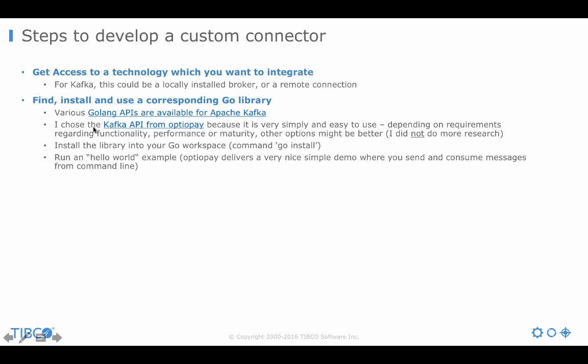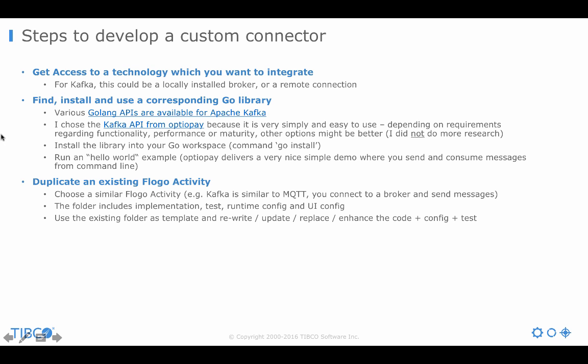And then, of course, you have to install it. And first, in the best case, you run a Hello World example just with this API. And after that connection works to your broker, then you can put that into the Flogo code. So as a next step, you duplicate an existing Flogo activity. And the same is also true for triggers, of course. And that's the best way to get started.